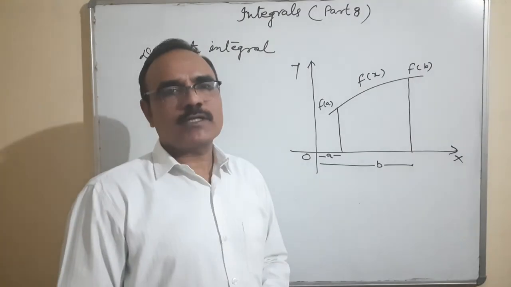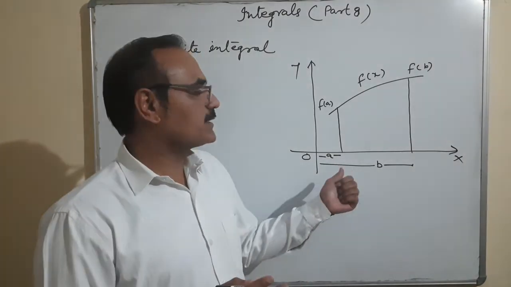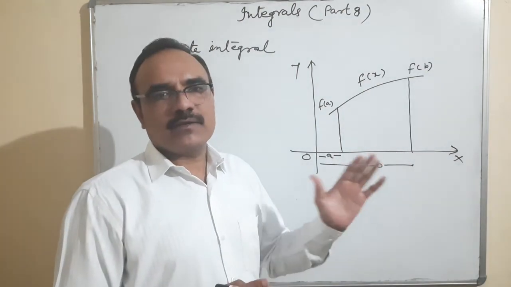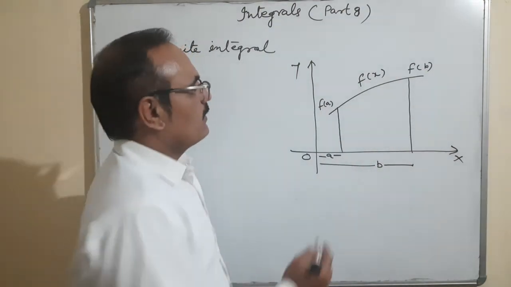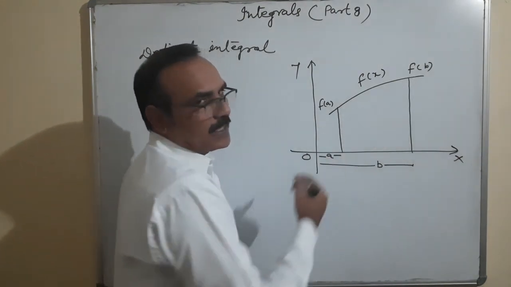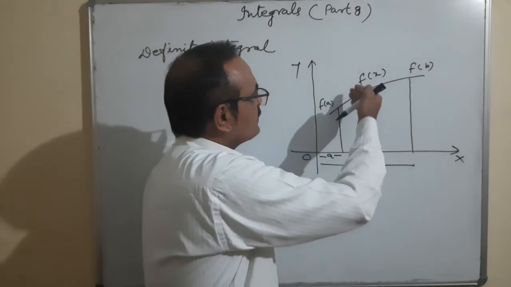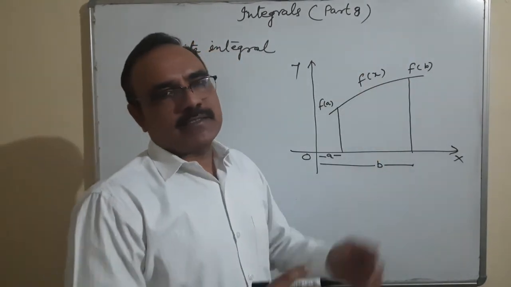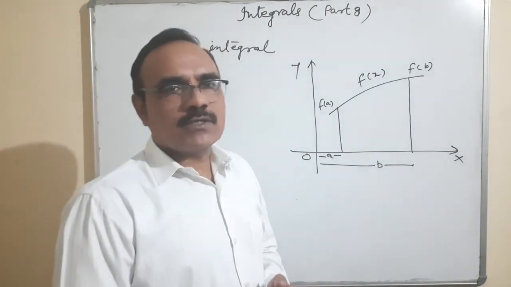Area of this portion, what does it mean? When we integrate f of x with limits a to b, what does it mean? Then we are getting the area under the function up to the x-axis within these limits. So automatically this is the mechanism by which we find the area of the function and x-axis. So what is the concept behind it?